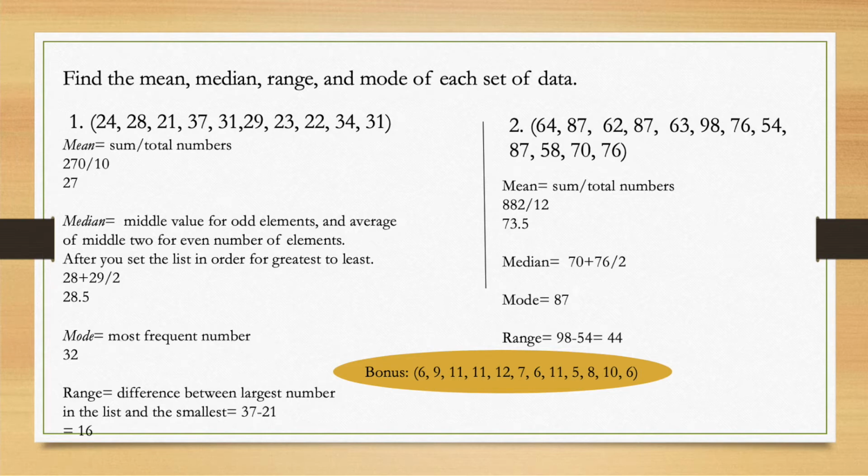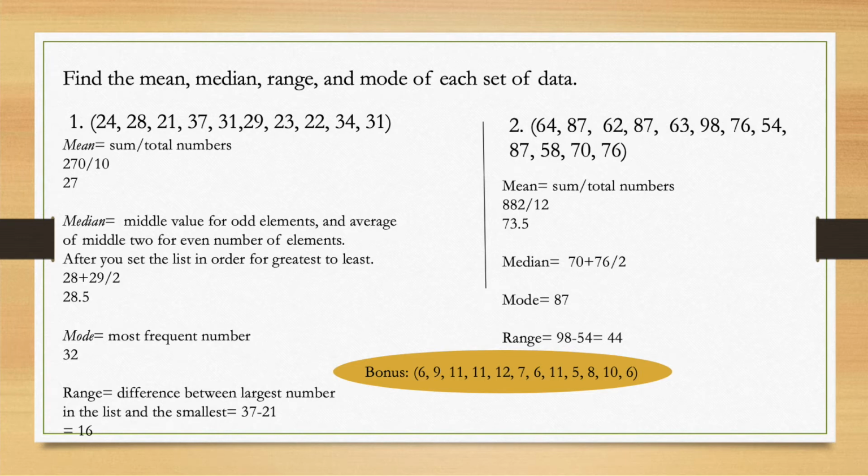So now let's just do number 2. So the mean, as I said, is going to be the sum over the total numbers, and the sum of all these numbers in this specific data in number 2 gives us 882, and then the total numbers in this data is 12. We're going to do 882 divided by 12, and it's going to give us a mean of 73.5.